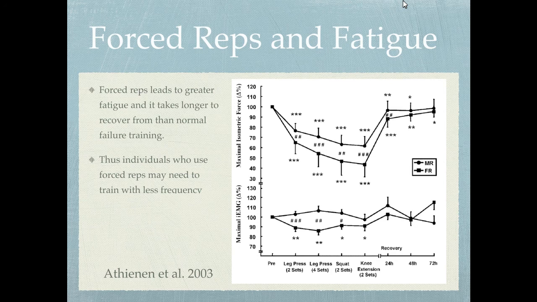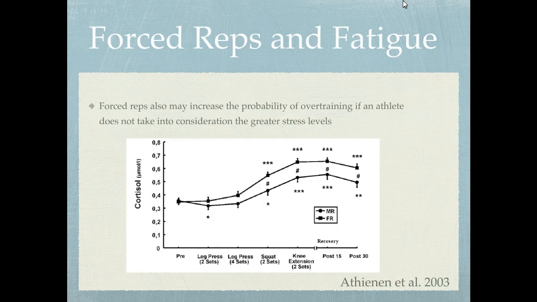So the point is you have to take that into consideration when you're periodizing your training. You can't do forced reps every single workout. You can't do beyond failure every single workout. You can't do beyond failure every single set, because eventually it's going to cause too much fatigue and your performance is going to fail or lower on subsequent bouts of training. We see here that on forced reps, cortisol is higher than on maximal reps.